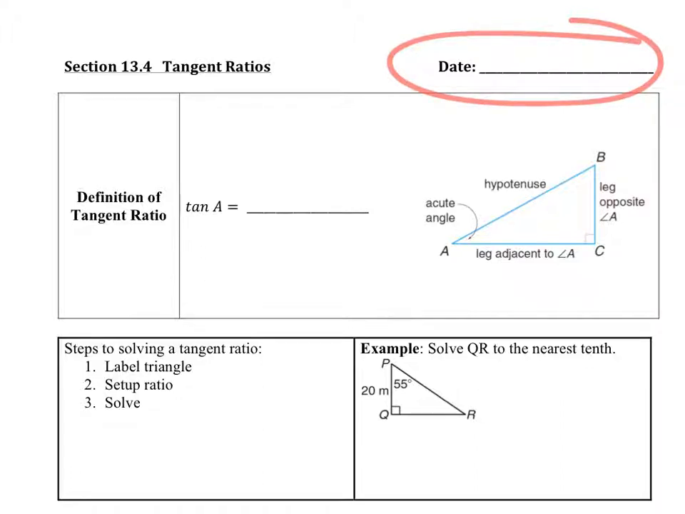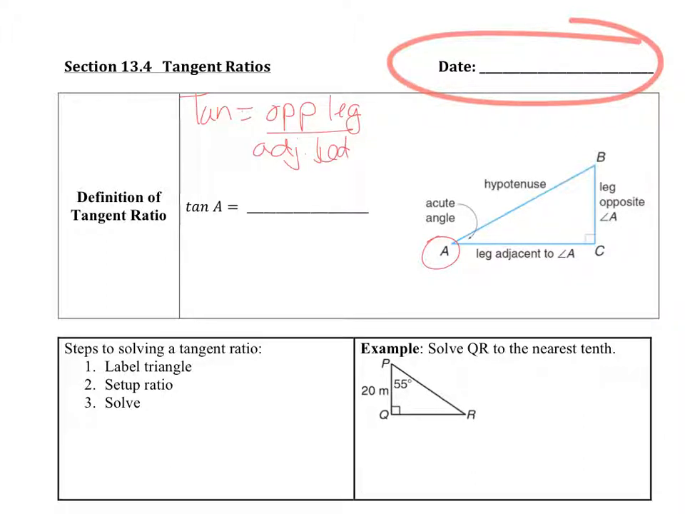Start with the definition for you. The definition of a tangent ratio. I'm going to look at angle A right here. So we're going to compare the sides to that angle. So the tangent is going to be opposite leg over adjacent leg.